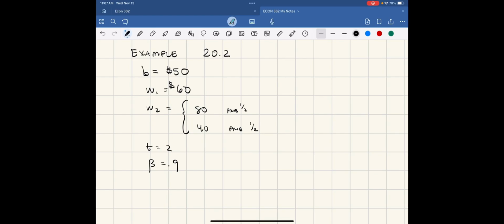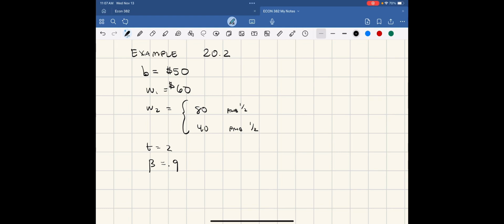So here I've summarized the information from example 20.2. The unemployment benefits are $50 for each time period. The initial offer of wage is $60. And then in time period 2, there's a 50% probability the worker will get an offer of $80 and a 50% probability the worker will get an offer of $40.